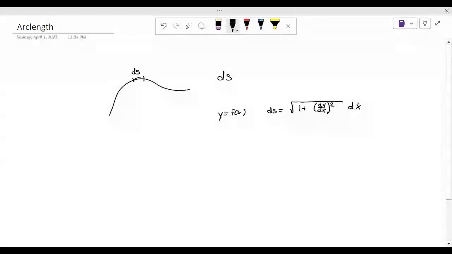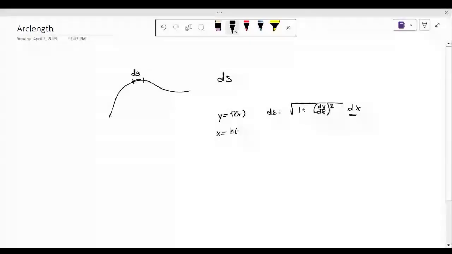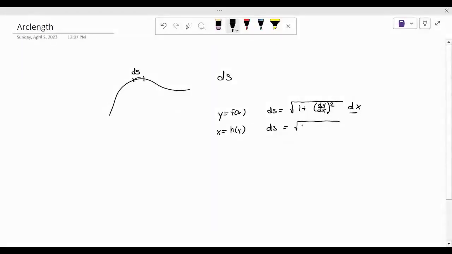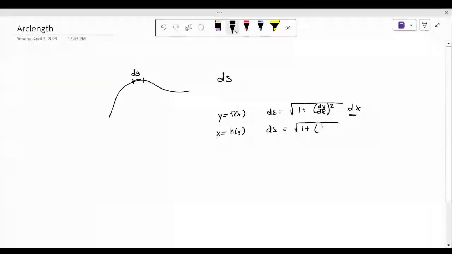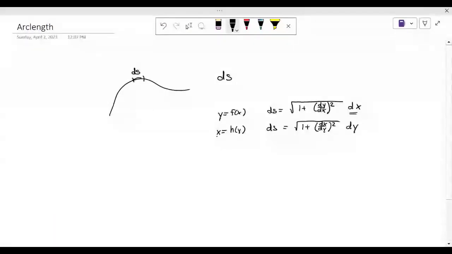Y is a function of x. If we're going to be doing integration, we're going to end up integrating with respect to x because y is a function of x. In the case where x is a function of y, it's not a different formula, right? It's just that we're going to end up integrating with respect to y, and then we'd be differentiating x with respect to y because it's x that's a function of y. So we're integrating with respect to y, so we're going to get a dy in there.